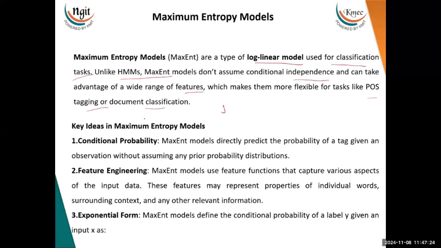So basically, what maximum entropy does is try to calculate the most probable part of speech tagging. How it does this is it considers all the possible tag assignments and aims at maximum entropy. That means it tries to make the least biased choice. Okay, that is, we can say that it makes the least biased choice.